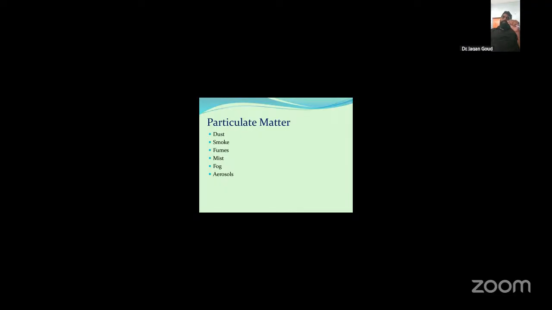Next, fumes. Definition: very fine solid particles formed by condensation of vapors, usually after volatilization from high temperature processes. Main sources are welding, smelting, metal processing, and industrial furnaces. Characteristics are ultrafine particles and high metal content.